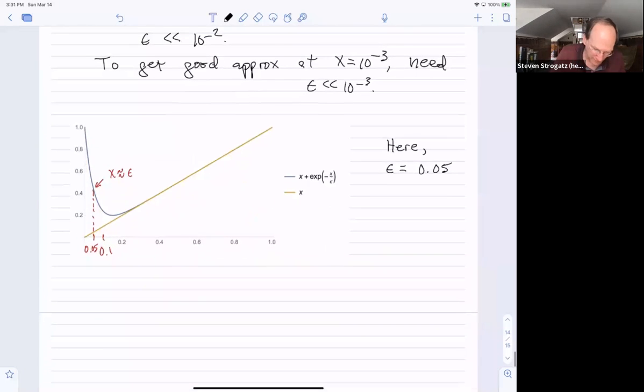And when this kind of phenomenon happens, we have what's called a boundary layer, where something else is going on. And so we're going to talk next time about how to deal with problems that have boundary layers, and that'll keep us going for a few lectures. They're very important in fluid dynamics, many other subjects as well.